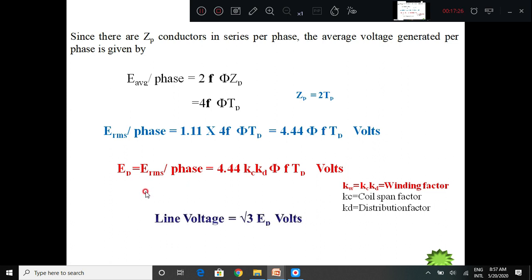If you want a line value from this, because we know that alternators are connected in star, the line voltage is equal to root 3 times the phase voltage.